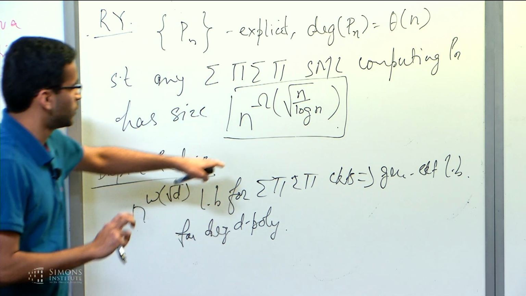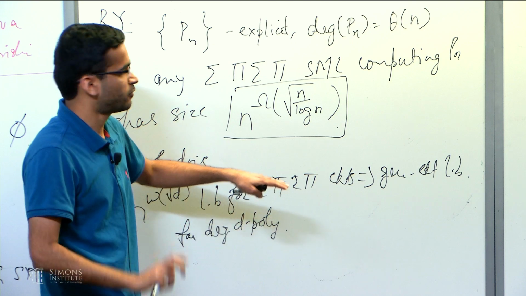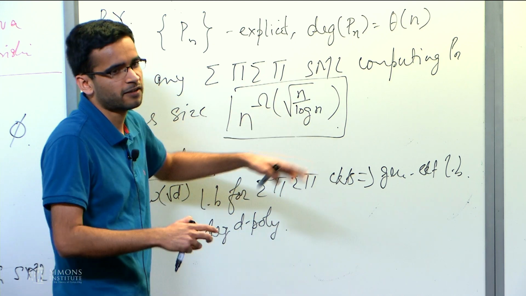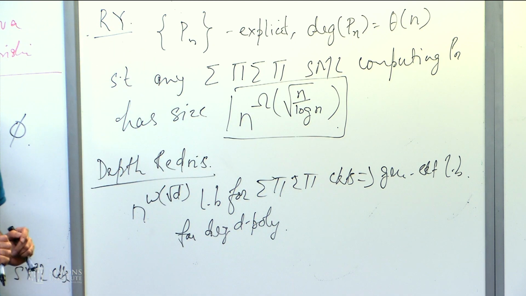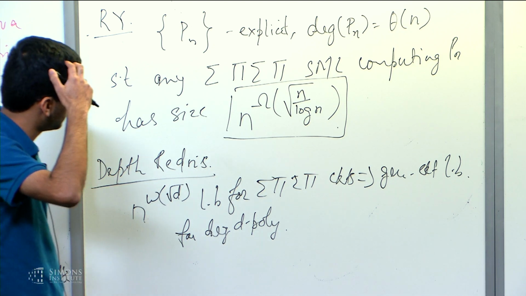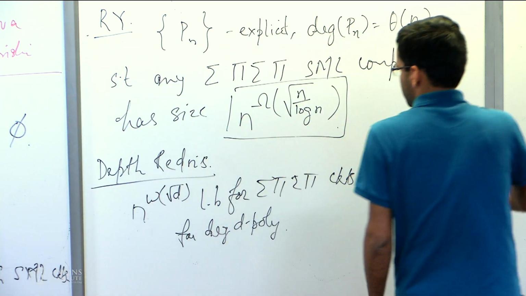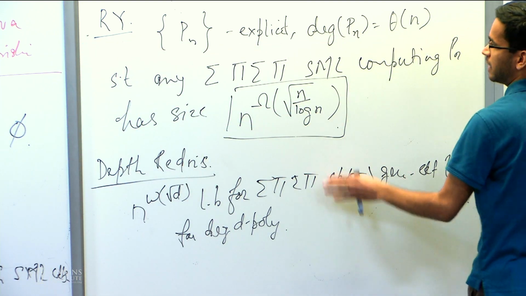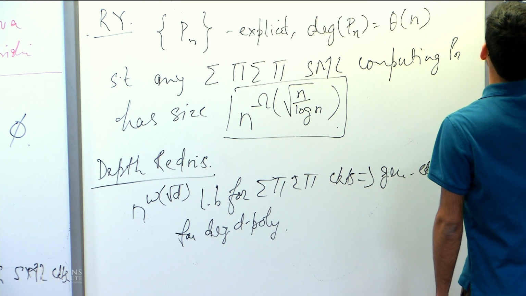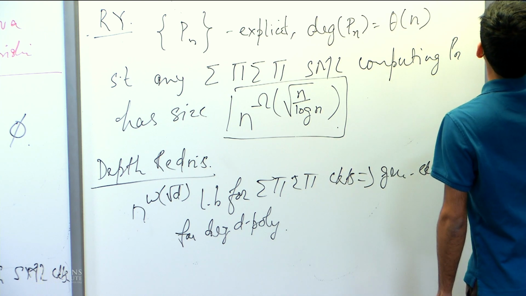Okay, so for a while, the plan for us was to at least get rid of the log n factors in these lower bounds, and maybe nothing spectacular happens. And we couldn't do that. And the main theorem here is that this result can be tightened for syntactically multilinear circuits.